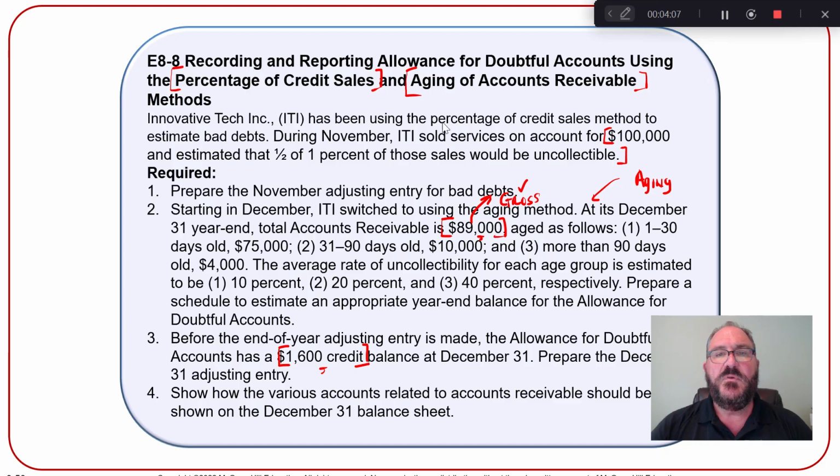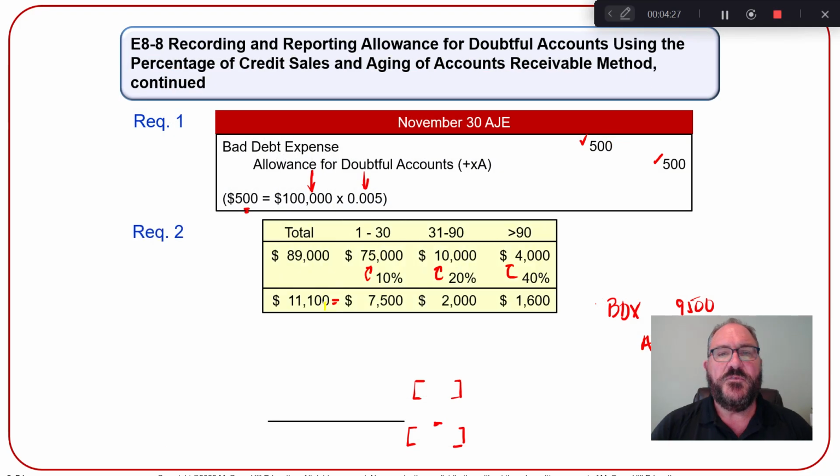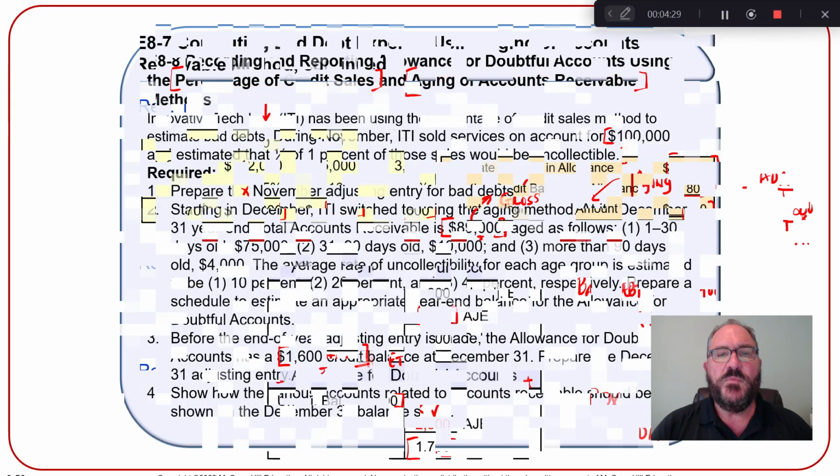Again, we have used the percentage of credit sales method. Here they're using both percentage of credit sales and then aging of receivables. So they want you to do it both ways, and you can see the information is here. The first one, requirement number 1.